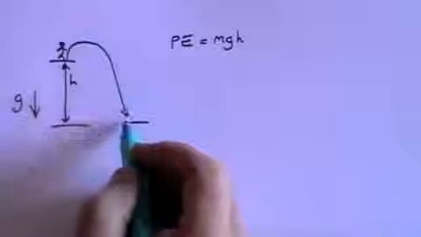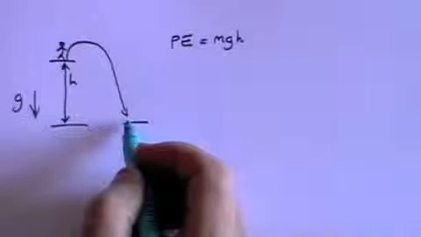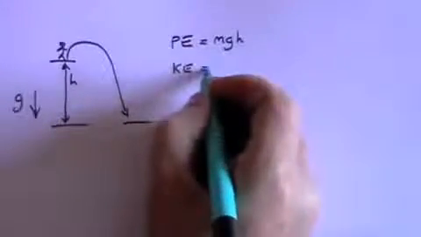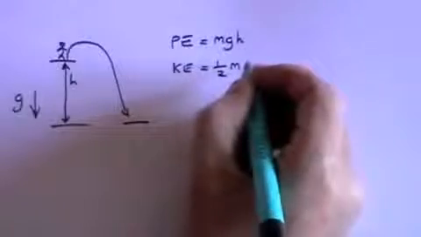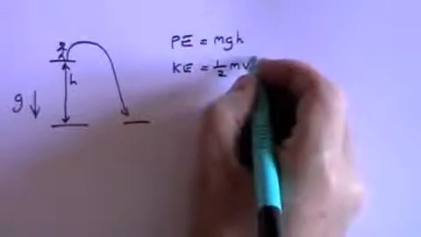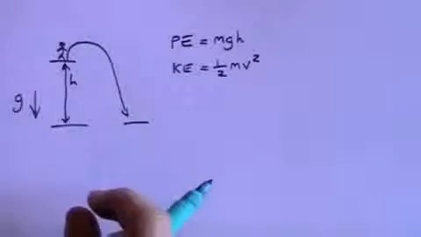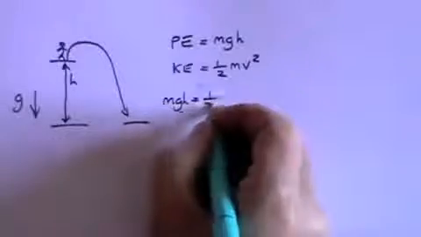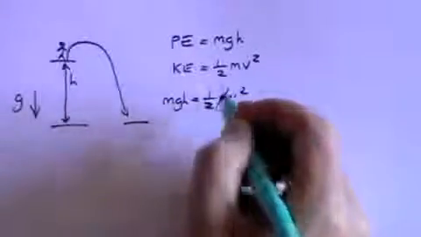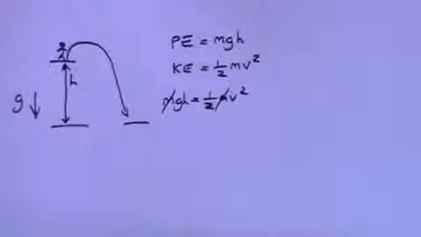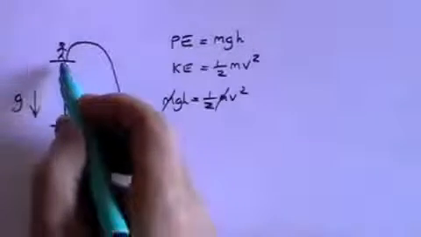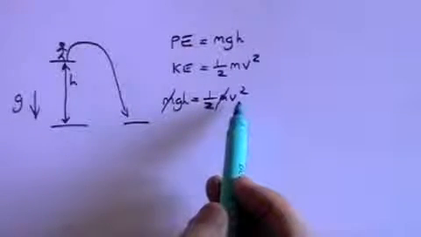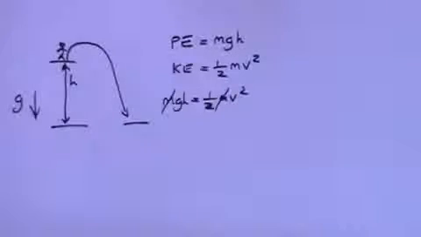But when you get down and you're just about to splash into the water, all of that potential energy has been converted into kinetic energy, which is a half m, your mass, times your velocity squared. And those two will be equal. mgh equals half mv squared. The m's cancel, and so if you take gravity multiplied by the height above the swimming pool, that will be the half of the velocity squared with which you enter the water.